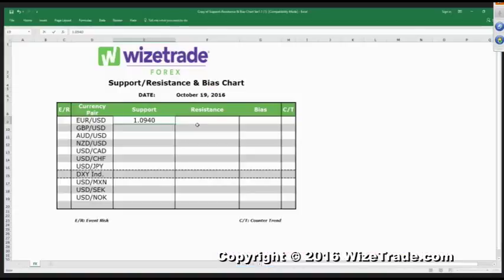I think everybody is trying to do the exact same trade right now. And you know what happens when everybody's trying to do the exact same trade? Chances of us hitting it are now becoming more and more rare. Okay. All right. So anyway, that's the euro dollar.